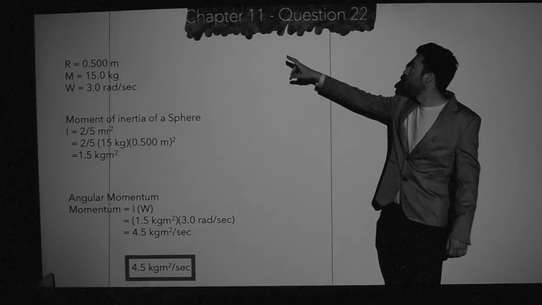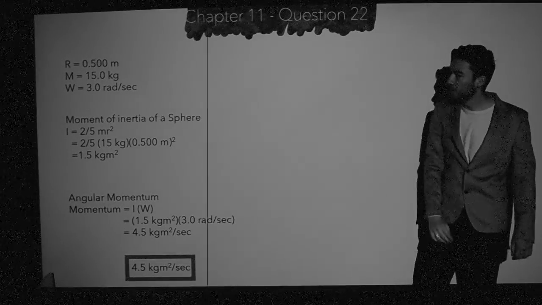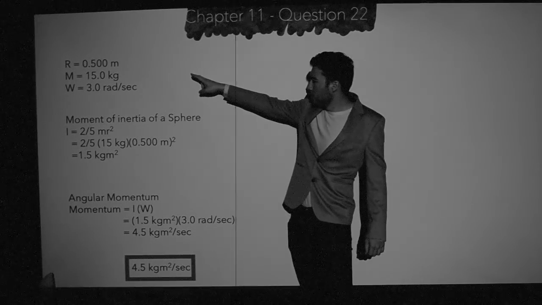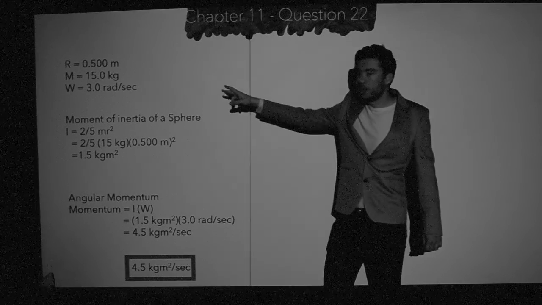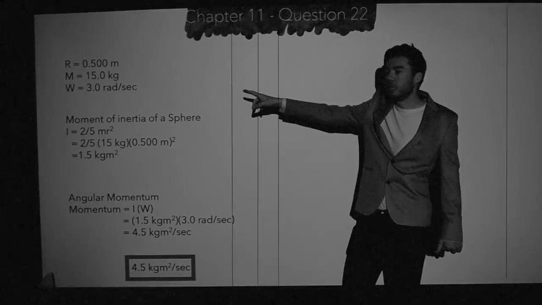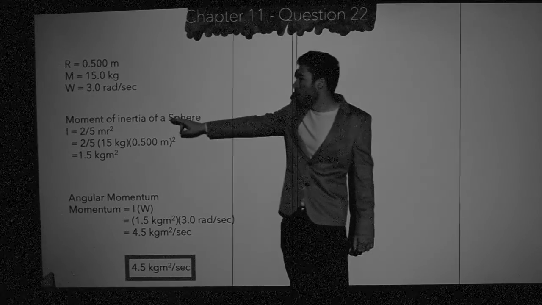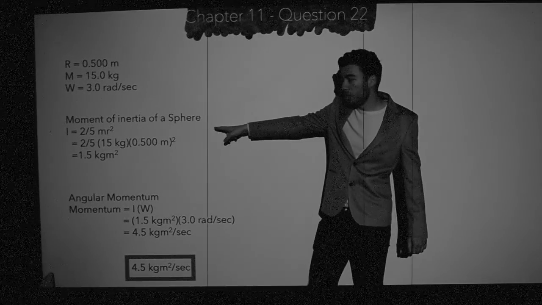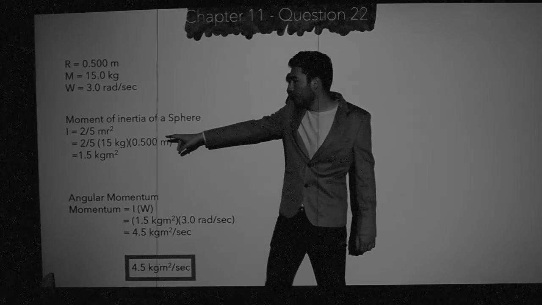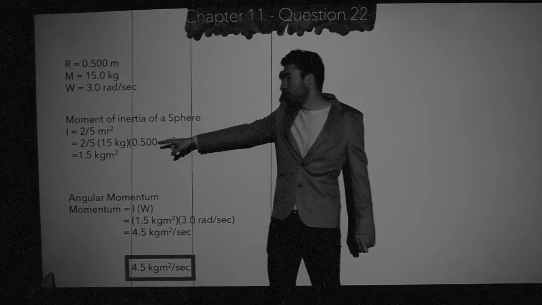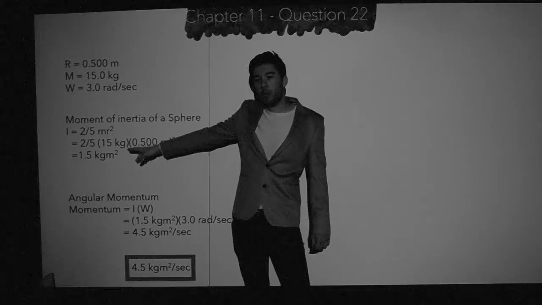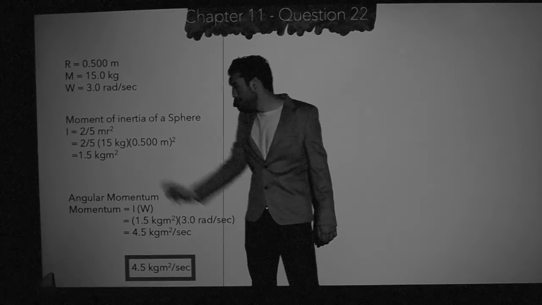All right, chapter 11, question 22. So we're going to write down everything that we're given. We're going to know that our radius is 0.5 meters, our mass is 15 kilograms, and our W is 3 radians per second. So our moment of inertia of a sphere equation is going to be 2/5 times our mass times radius squared. We just plug that in. It's going to be 2/5 times our 15 kilograms times 0.5 meters, and then square that. So we're going to get 1.5 kilograms per meter squared.